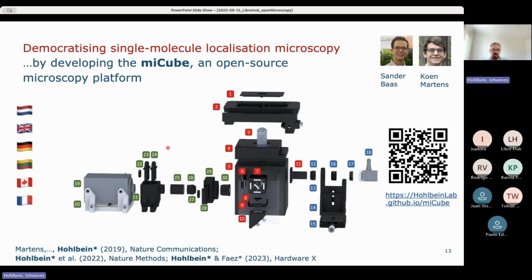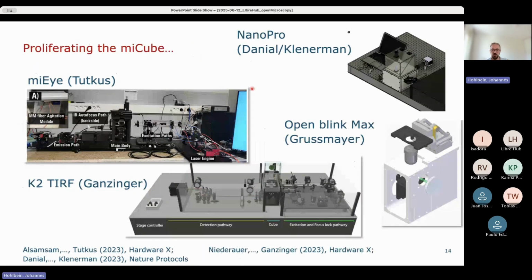Okay. And with that, a proliferation of the MyCube started, because similar to what I did with the previous project, people thought, that's quite nice. Let's take a couple of parts, but I would like to have certain things different. So even from the MyCube alone, a couple of new microscopes got spun out over the last couple of years. For example, the MyEye from the Tutkus lab used an elongated block here to have another layer for the excitation and detection.